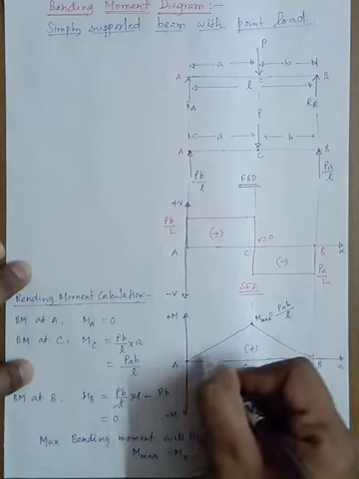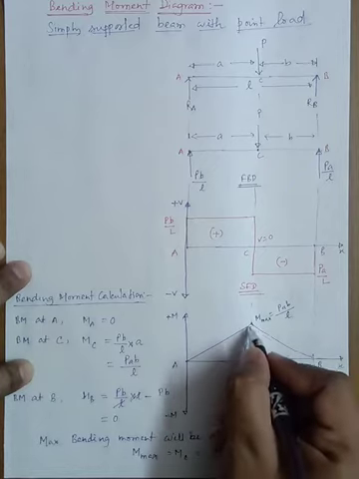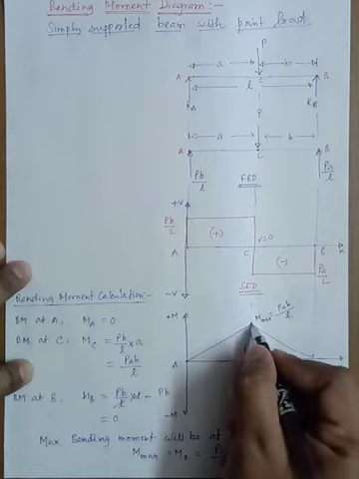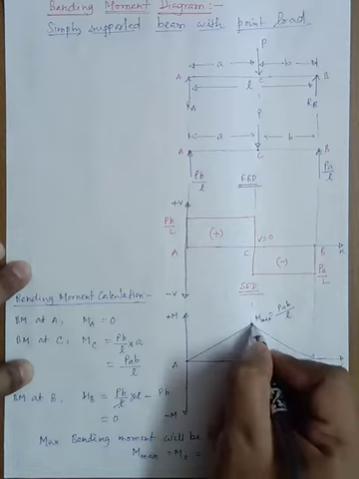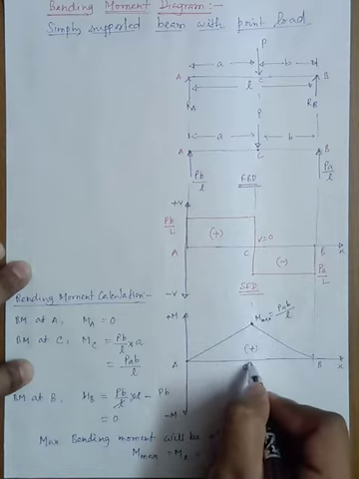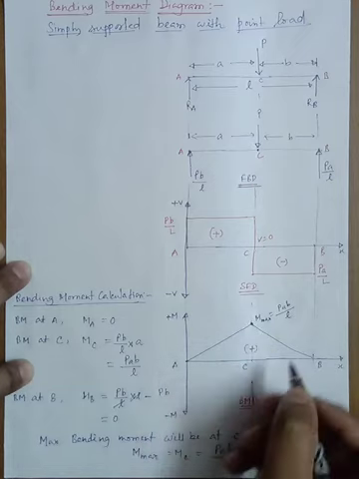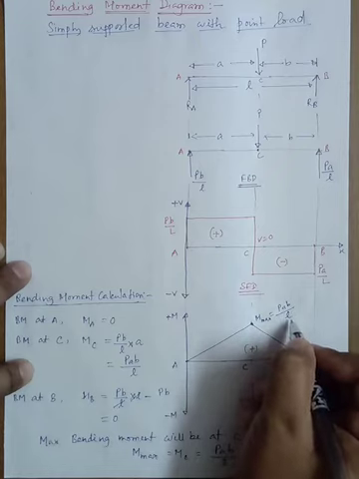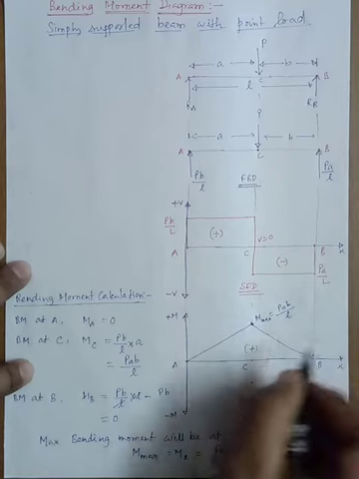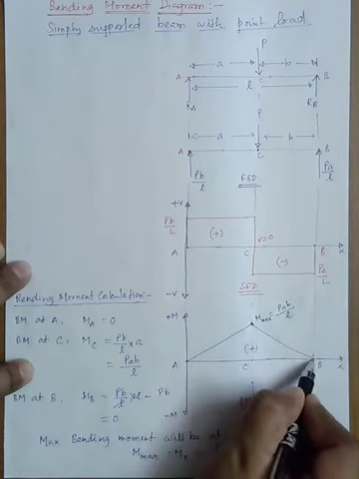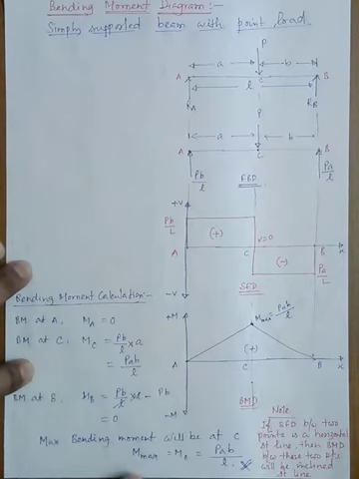We will draw a straight inclined line, and it will cut this vertical line at this point. At C it will have one positive value, P a b by L. So this is the positive value, and again it will be decreasing.